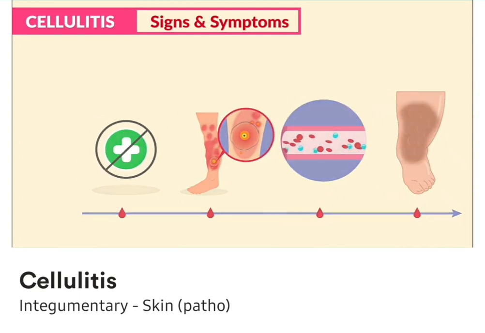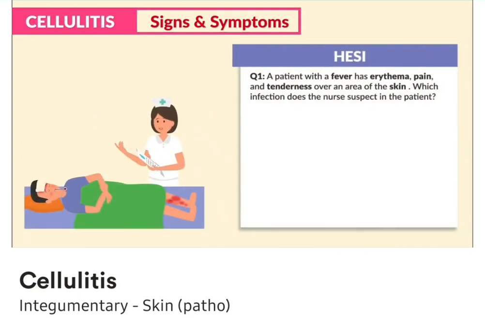chronic edema. So Hesi mentions, a patient with a fever has erythema, pain, and tenderness over an area of skin. Which infection does the nurse suspect in the patient? So the key terms here are fever, erythema, and pain over the skin. So skin is a huge key term. So cellulitis is the answer.